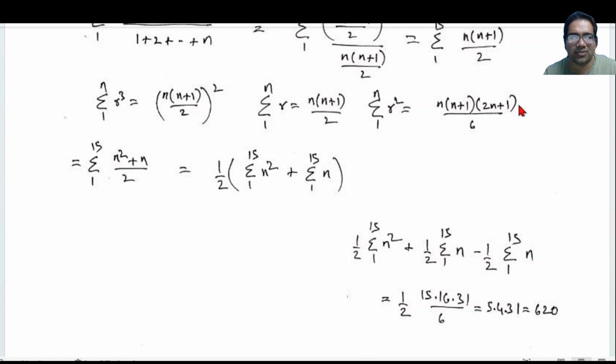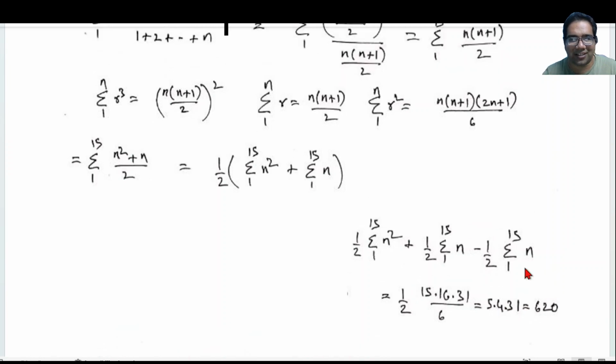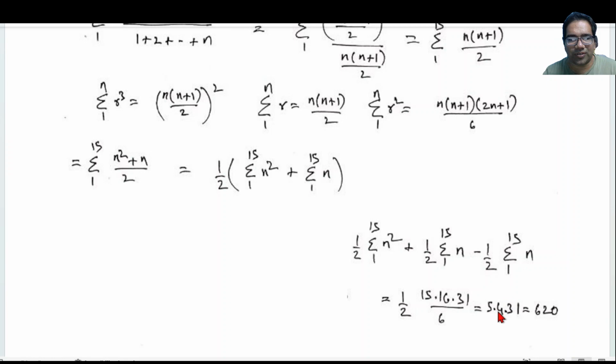What is the sum of squares? n into n plus 1 into 2n plus 1 by 6. Here n is 15: 15 into 16 into (2 times 15 plus 1), that is 15 into 16 into 31 by 6, and half of this. So 3 will go 5 times, and this 2 and this 2, a total of 4, will go 4 times here. So 5 into 4 into 31, which is 20 into 31, equal to 620. It's a simple problem, right guys?